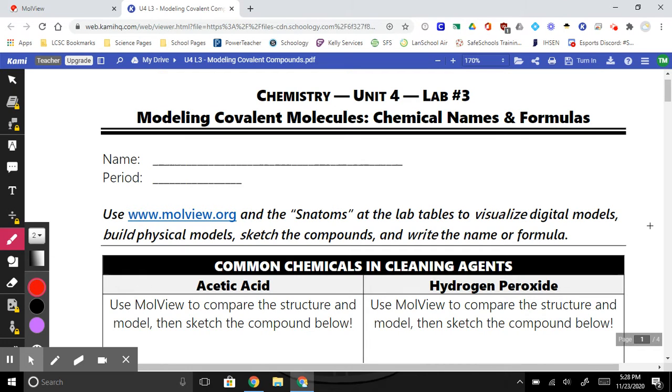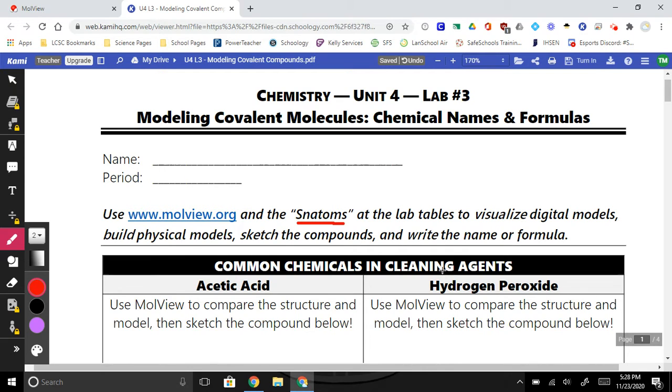Okay, we're going to use a program called MolView. The website is at molview.org to visualize some molecules in 3 dimensions. This is going to help us figure out the 3-dimensional shape of how atoms are arranged near each other when we make covalent bonds. We also have these physical models we call snatoms in class because they're atoms that snap together. But we are just going to focus on the MolView part of this in this video.